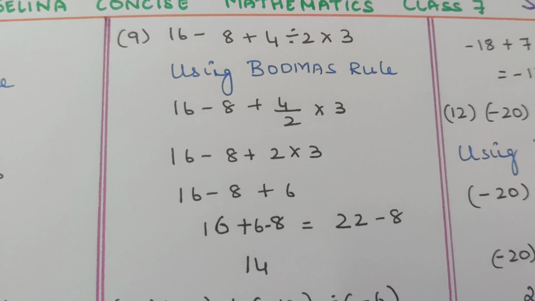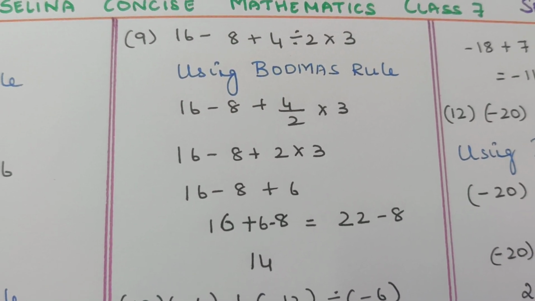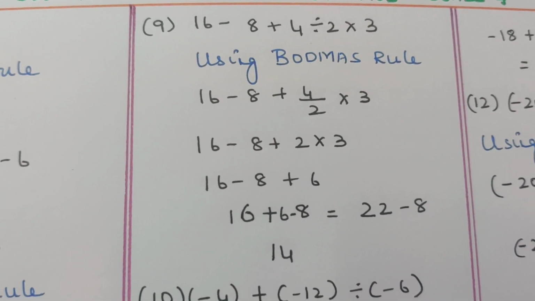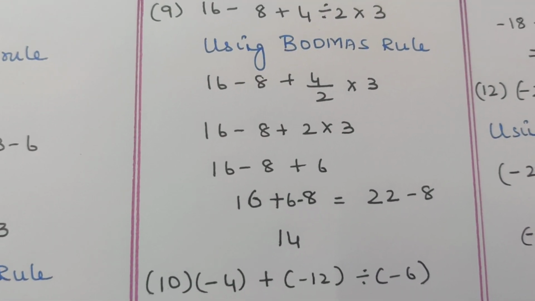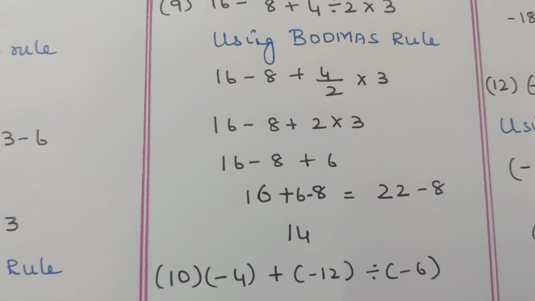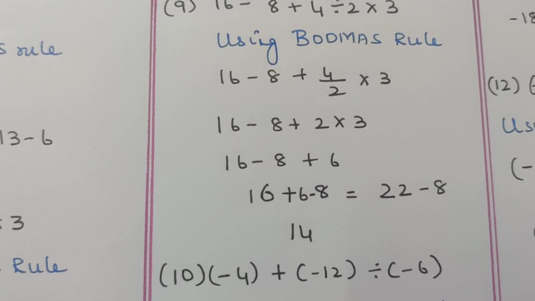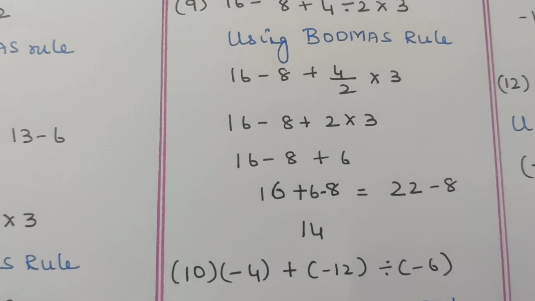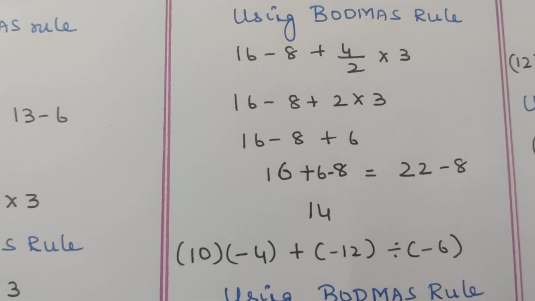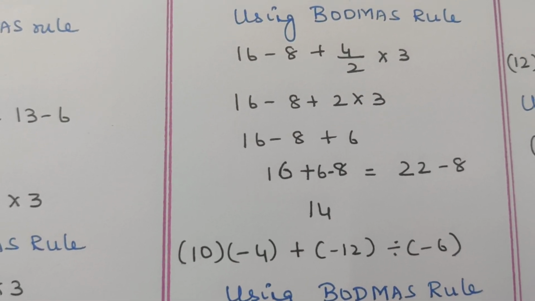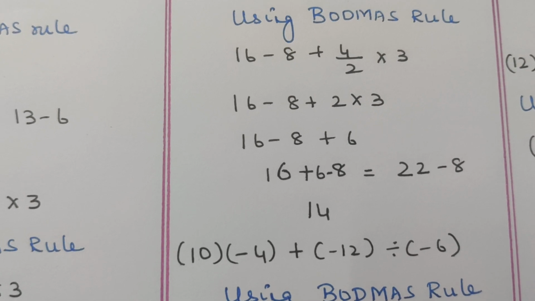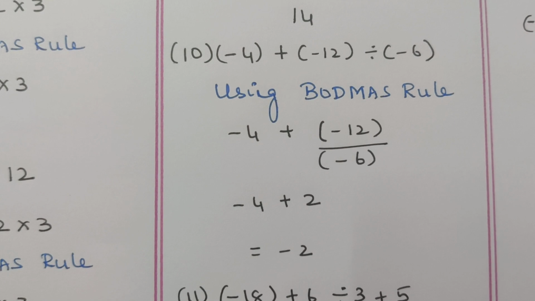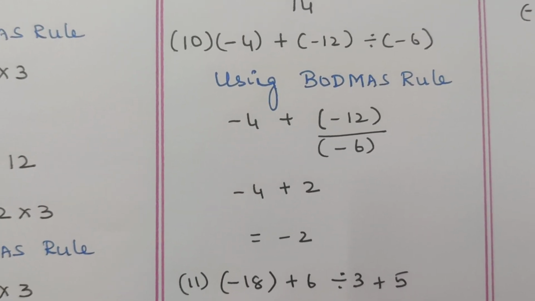And now we go on to the ninth sum, which says 16 minus 8 plus 4 divided by 2 into 3. Again using the BODMAS rule, 16 minus 8 plus 4 divided by 2 into 3. 16 minus 8 plus 2, because we follow the division concept first, that becomes 2 into 3, and 2 into 3 is 6, so 16 minus 8 plus 6. Since addition is the next sequence, I do 16 plus 6 minus 8, it becomes 22 minus 8, and the answer is 14.